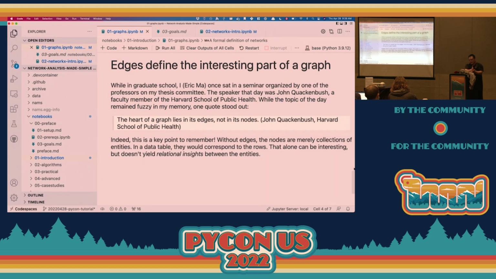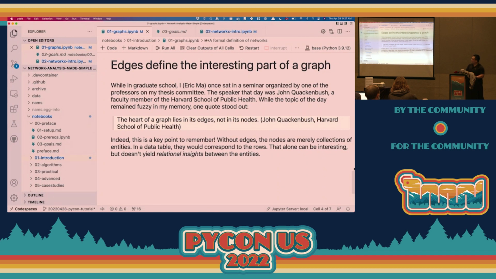The heart of a graph lies in its edges, not in its nodes. What makes a graph interesting is the edges, the relationships between the nodes. The nodes you can rethink of as being entries in a table, right? Your user table gives you your nodes in a database. But the way they're connected makes the whole system interesting, right? And so this is really something that I want to convey through this tutorial. So with that, we're going to move on to the first notebook.